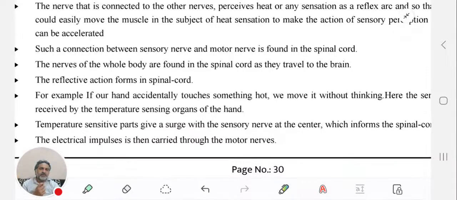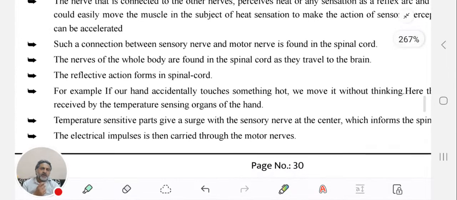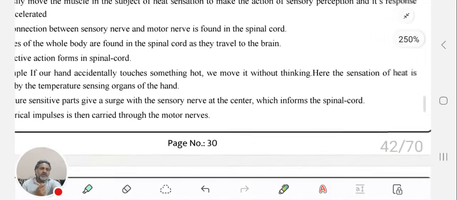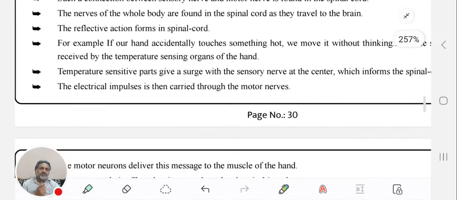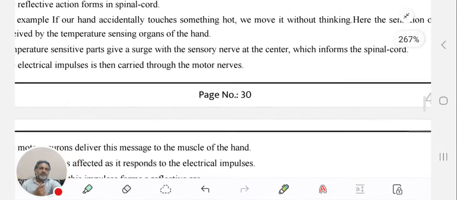Such a connection between sensory nerve and motor nerve is found in the spinal cord. The nerves of the whole body are found in the spinal cord as they travel to the brain. The reflex action forms in the spinal cord. For example, if our hand accidentally touches something hot, we move it without thinking. Hence, the sensation of heat is received by the temperature sensing organ of the hand.